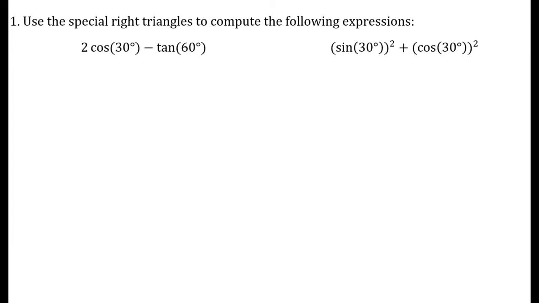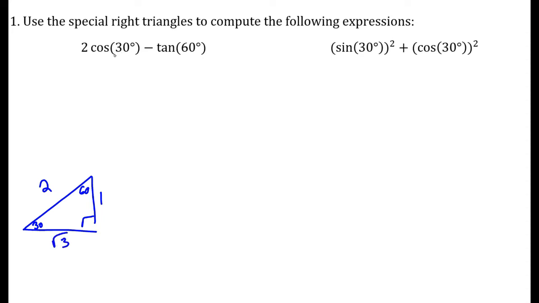Number 1, use the special right triangles to compute the following expressions. So the first expression is 2 cosine of 30 degrees minus the tangent of 60. Well, I'm clearly going to need a 30, 60, 90 right triangle here. The hypotenuse is 2, the side across from 30 is 1, and across from 60 is radical 3.